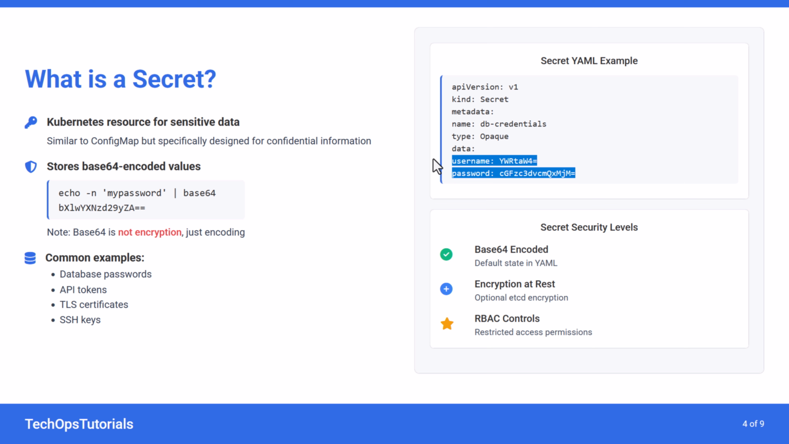Now for security levels, Kubernetes stores Secrets as base64 by default. You can optionally enable encryption at rest in etcd, especially in production. And next, RBAC controls, that's Kubernetes role-based access control, can be used to restrict who can view or modify the Secrets. So overall, Secrets give you a structured and centralized way to manage sensitive data, but just remember, proper access control and encryption are key for keeping things safe.